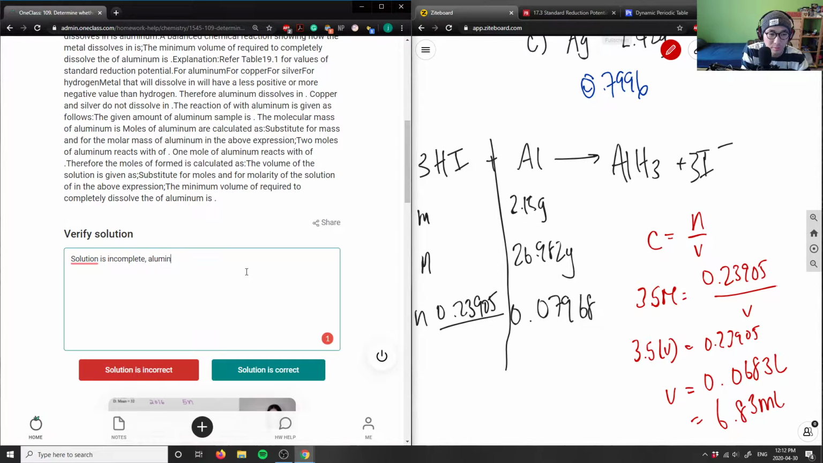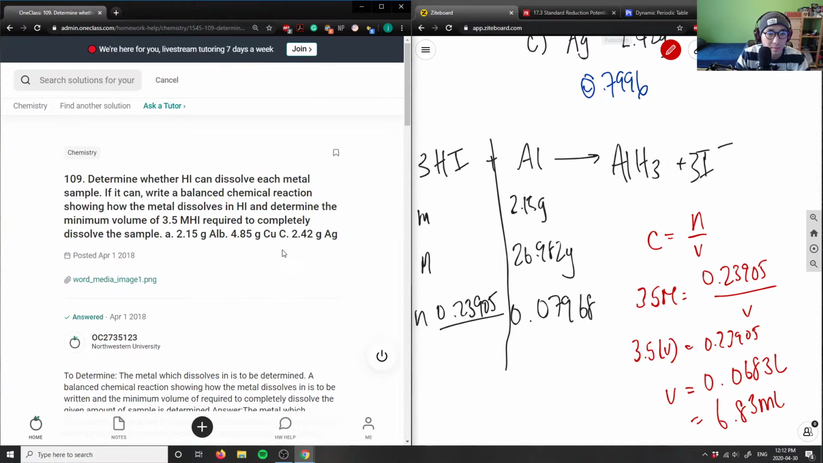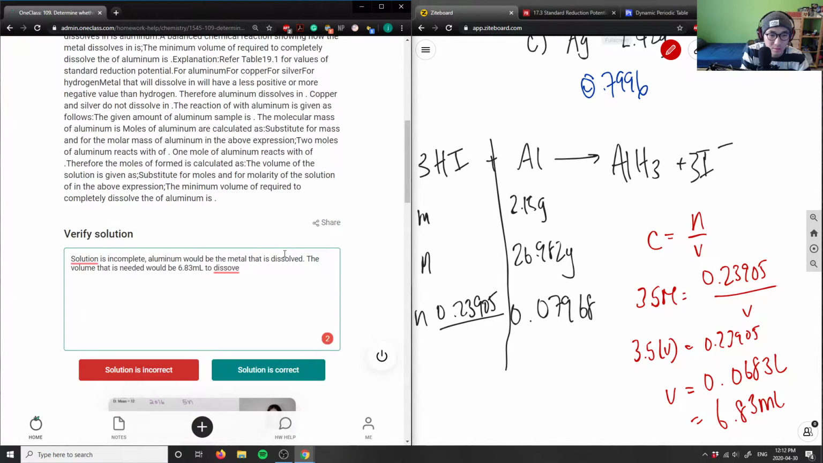Aluminum would be the metal that is dissolved. The volume that is needed would be 6.83 mL to dissolve. What's the mass here? The mass was 2.15, so to dissolve 2.15 grams of Al here.